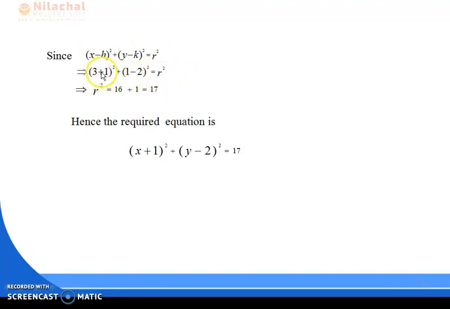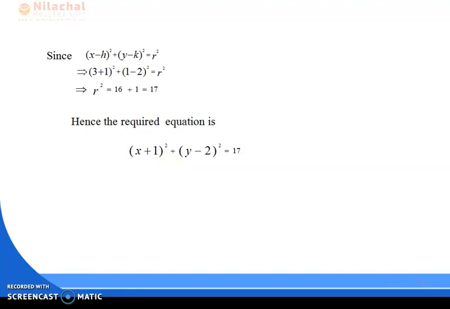By the distance formula, (3 plus 1) whole square plus (1 minus 2) whole square equals 17. So (3 plus 1) whole square is 16, (1 minus 2) whole square equals 1, and this is 17. So hence the required equation is what? (x plus 1) whole square plus (y minus 2) whole square equals 17, because r square is 17. But we know what the coordinates of the center are: h is -1 and k is 2.